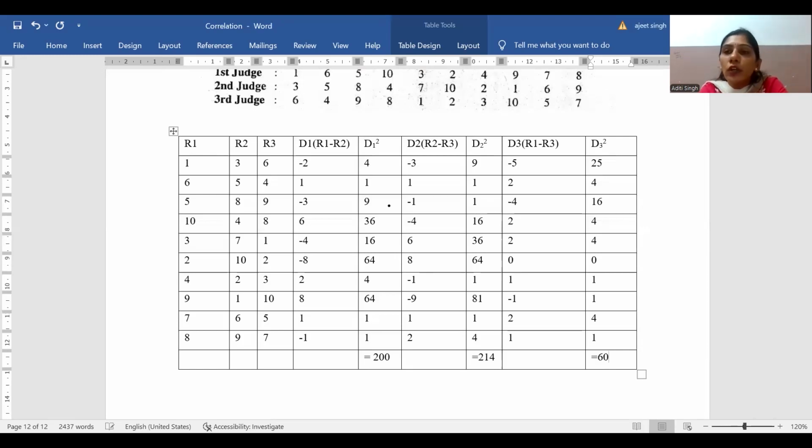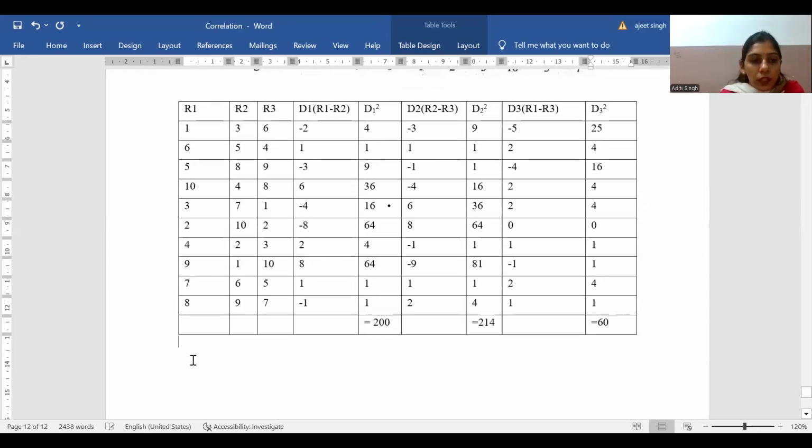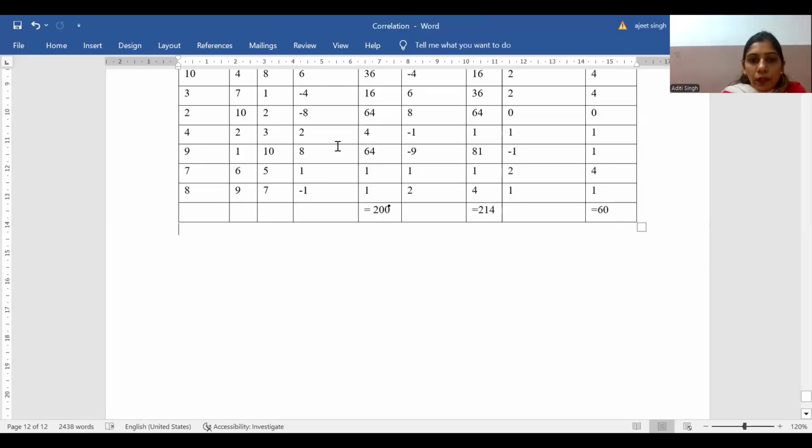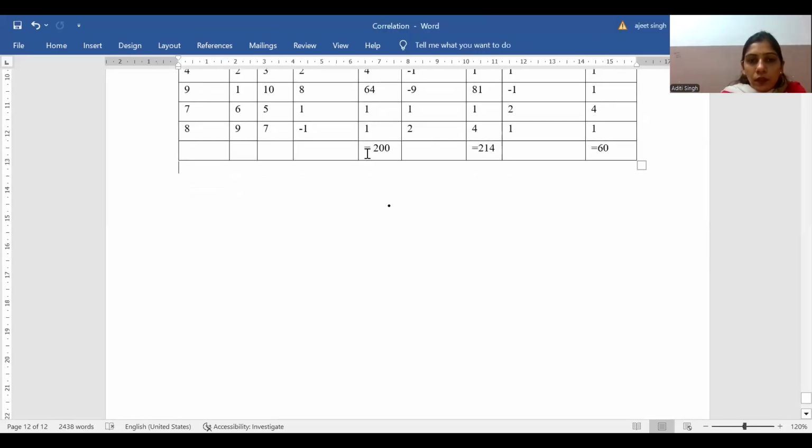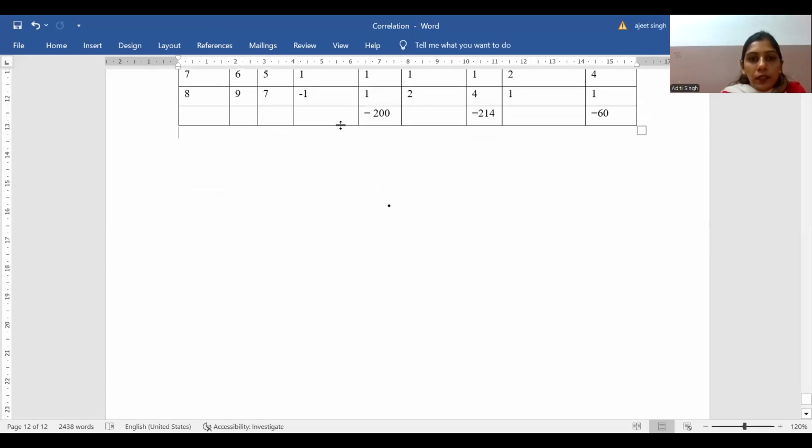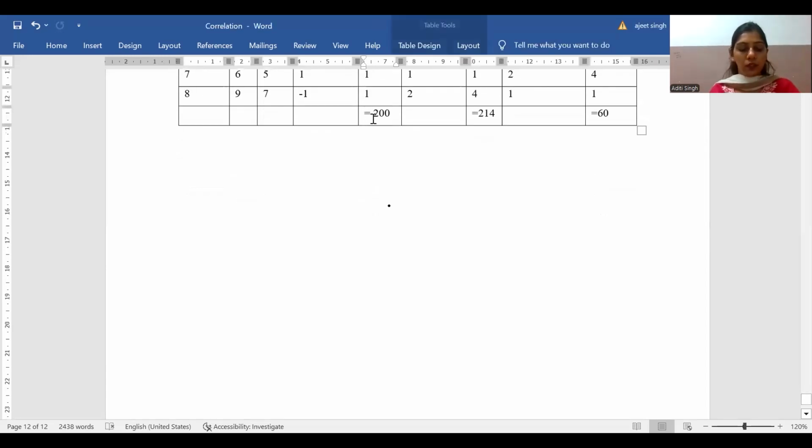So in this case, what we have to do is calculate the sum for all these three individuals. So we have to calculate the three ranks, basically for D1 square, D2 square and for D3 square. So let me put it here.